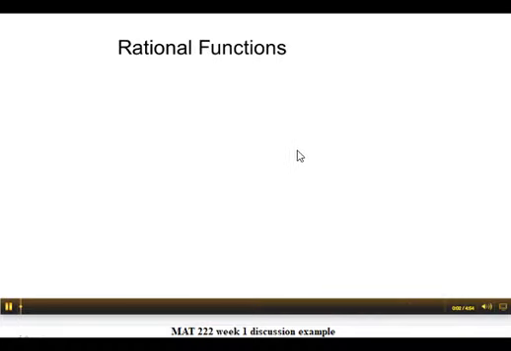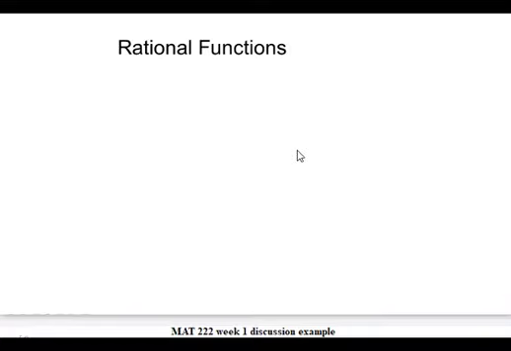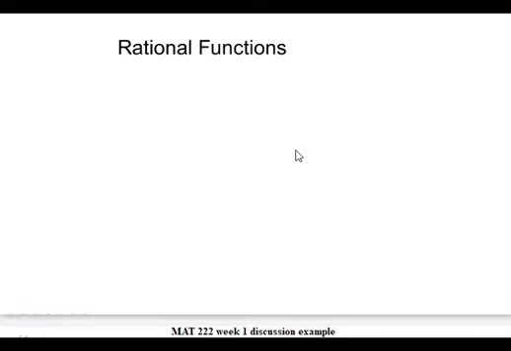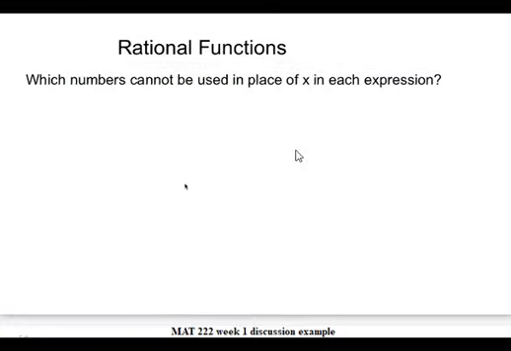Super class. Today we're going to learn a little bit about rational expressions. Rational expressions come in handy for uniform motion problems, work problems, and in physics when we like to find resistance values. So it'd be nice if we understood a few things about them, such as this: which numbers cannot be used in place of x for each expression.